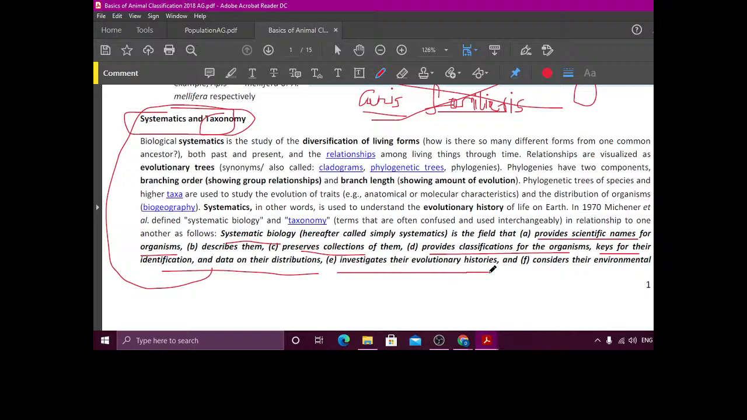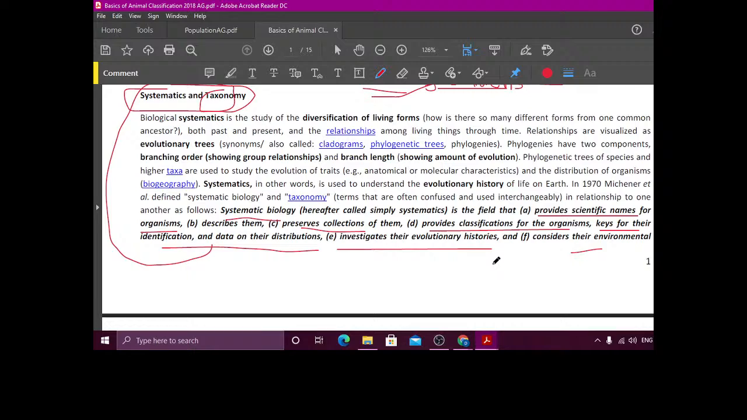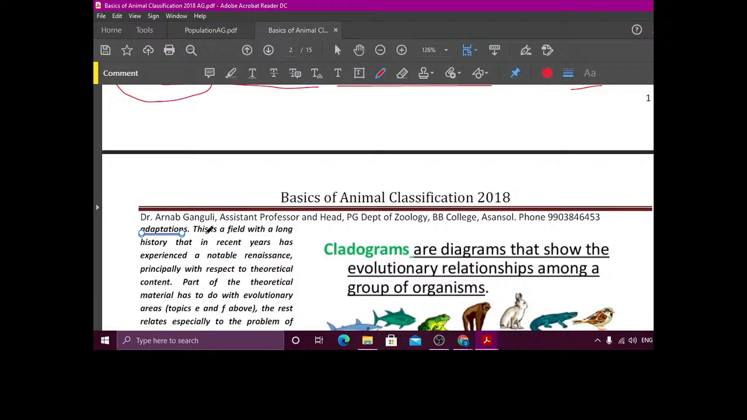They investigate their evolutionary history. You investigate the evolution, what was in your ancestors, what was before you, what was 1000 years back. And what is their relationship, how these different organisms are related to one another. This is not in taxonomy. This is studied in systematics. And systematics also considers their environmental adaptations. That is, whether they live on the tree, whether they live underwater, whether they live on the grass. So systematics, they study this particular aspect.